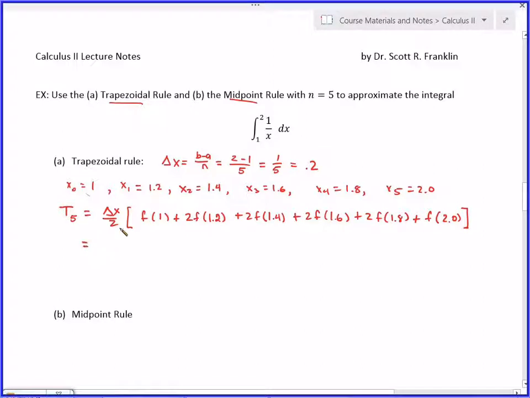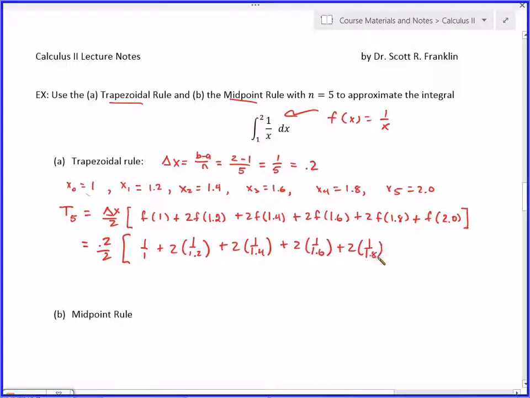Now in our case, we actually know what our f is. F is 1 over x. So notice, you don't even have to find the antiderivative. That's the beauty of this. You just need the integrand. So you've got 0.2 over 2, because delta x was 0.2, times 1 over 1, plus 2 times 1 over 1.2, plus 2 times 1 over 1.4, plus 2 times 1 over 1.6, plus 2 times 1 over 1.8, plus 1 over 2.0.